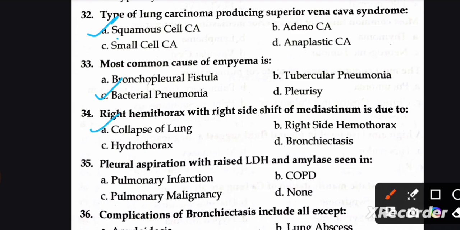Next question is pleural aspiration with raised LDH and amylase seen in A pulmonary infarction, B COPD, C pulmonary malignancy, and D none. Right option is C, pulmonary malignancy.